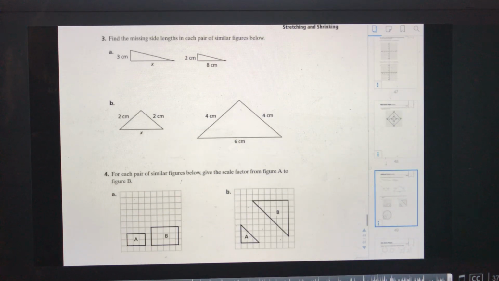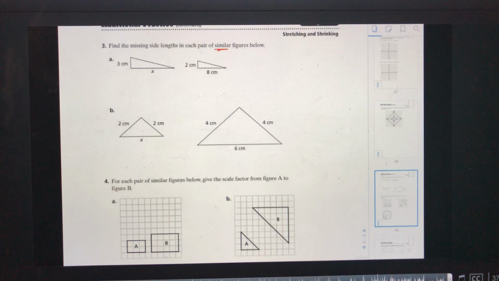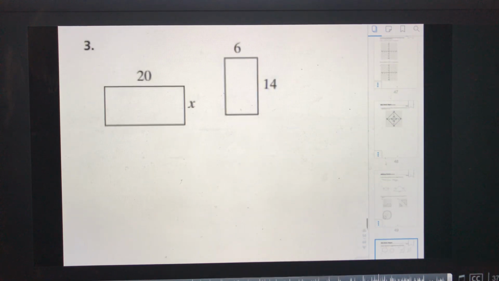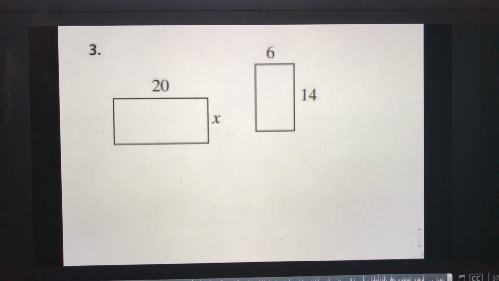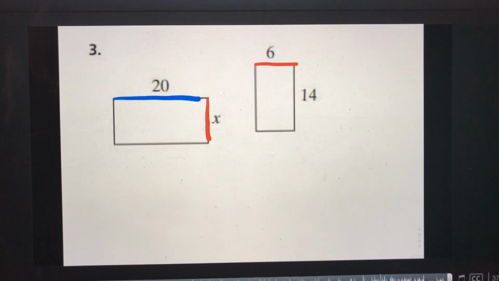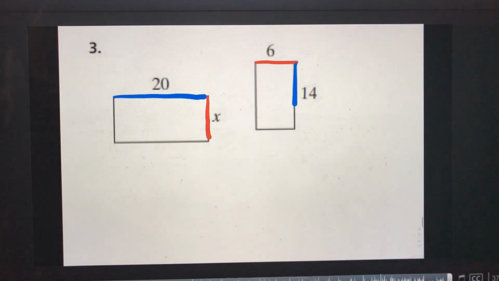And just like here, it tells you that these figures are similar, okay? So on page 48, I'm going to do question number 3. Okay. And I'm going to highlight short side to short side and long side to long side. Okay, and I highlighted the sides that were known, that had values. I didn't do the long side with a blank on it because that wasn't very helpful.